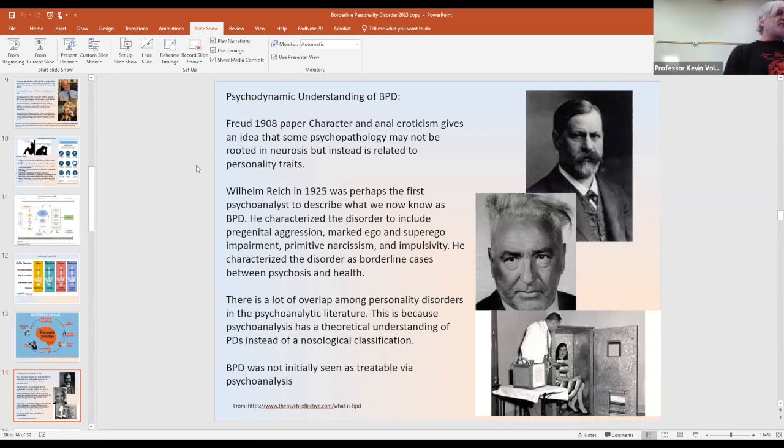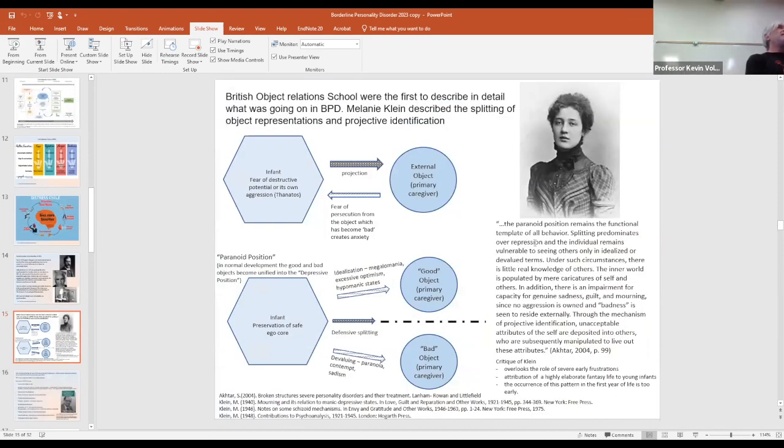Now, borderline personality disorder was not initially seen as treatable via psychoanalysis, especially back in the early days. This has changed quite a bit, and when you read Broken Structures, he outlines when people started to treat this and develop ways of treating it. In the 40s and 50s, the theory underlying it starts becoming explicated, especially by the British object relations school. And by the 50s and 60s, people are using that object relations work to start treating people with personality disorders, especially borderline personality disorder.